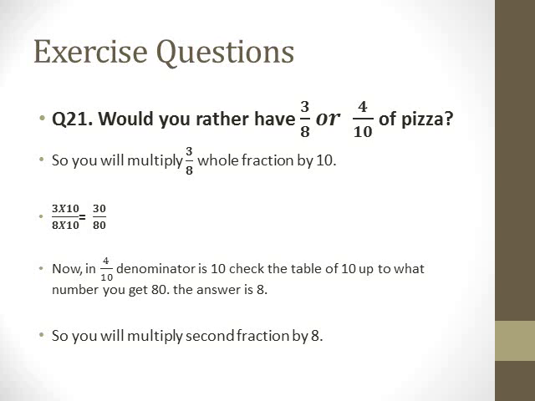Now we need to work on the other fraction, which is 4/10. The denominator in 4/10 is 10. Check how many times you need to read the table of 10 in order to get 80. So 10 1 10, 10 2 20, 10 3 30, 40, 50, 60, 70, 10 into 8 is 80. So you need to read the table up to 8. 10 multiplied by 8 will be 80. So you need to multiply this whole fraction 4/10 by 8, because 10 needs to be multiplied by 8 to get 80.